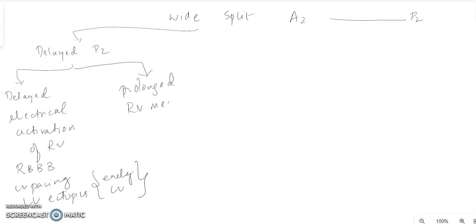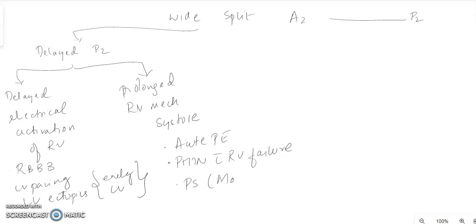Next is prolonged RV mechanical systole, seen in acute pulmonary embolism and pulmonary hypertension with RV failure. Next is pulmonary stenosis, moderate to severe. Next is decreased impedance, seen in pulmonary artery dilatation.